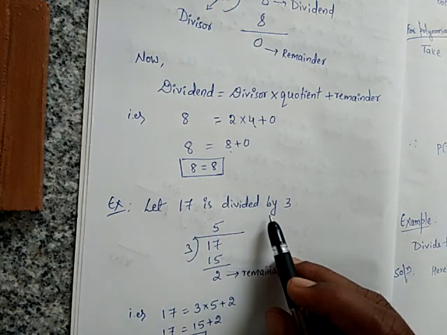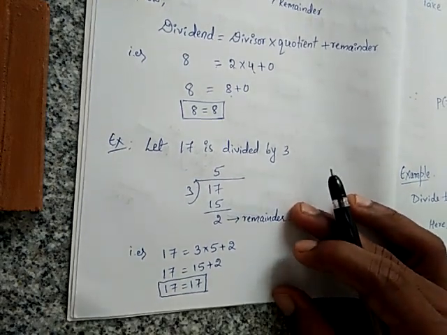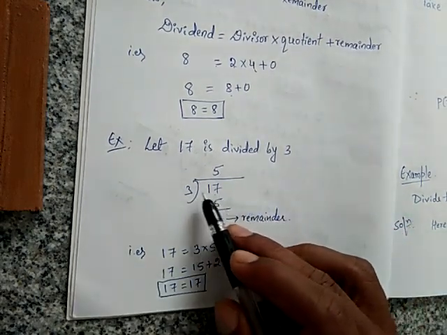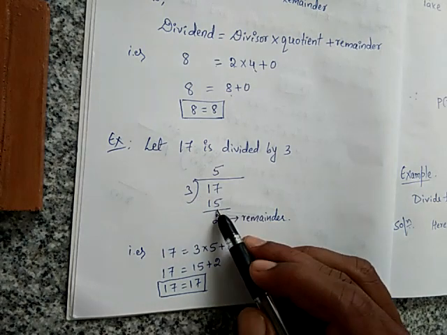Let 17 be divided by 3. So 17 divided by 3 means what? 17 divides 3 means 3 5s are 15.